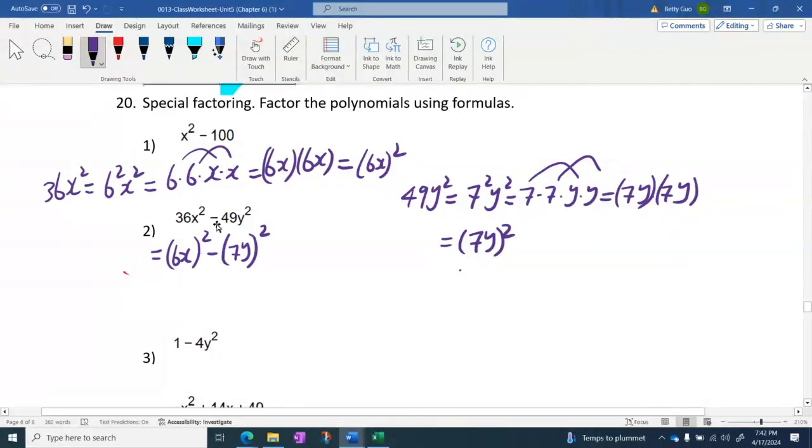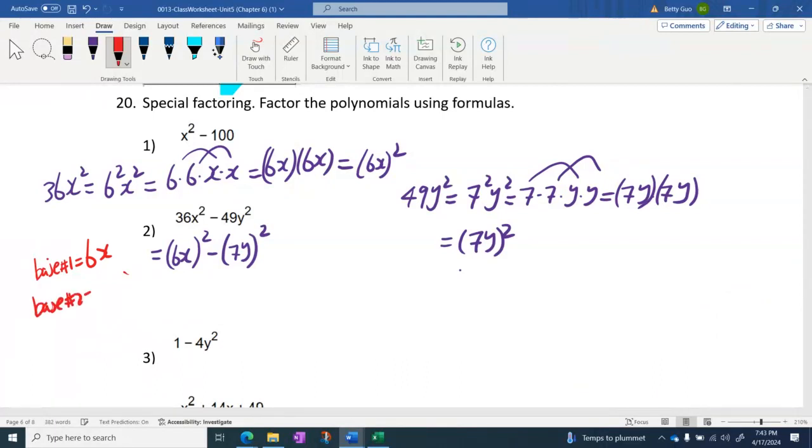It is a difference of two squares, with a minus sign in the middle. The first term is the square of 6x, so the first base is 6x. The second base is 7y. I want you to see or agree that this is a difference of two squares, the first base is 6x, the second base is 7y, and help me to apply the formula to find the factorization.